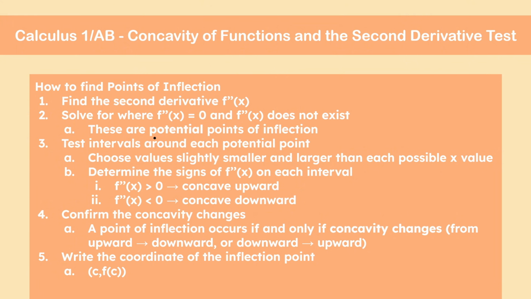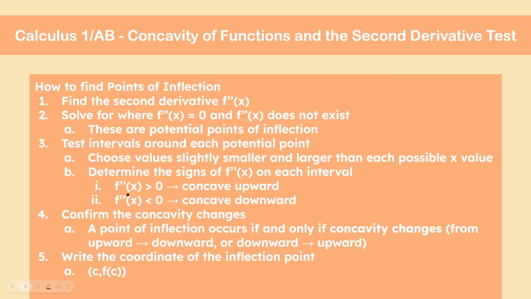So these will be our potential points of inflection. And then we're going to test intervals around every potential point. So we're going to choose values slightly smaller and larger than each possible x value. And then we're going to determine the signs of the second derivative of x on each interval.